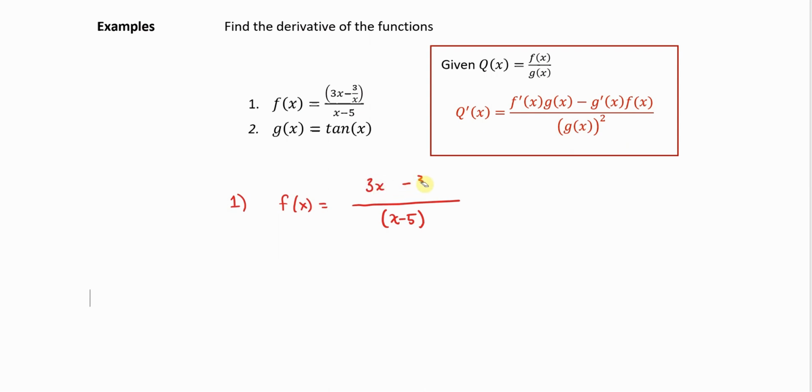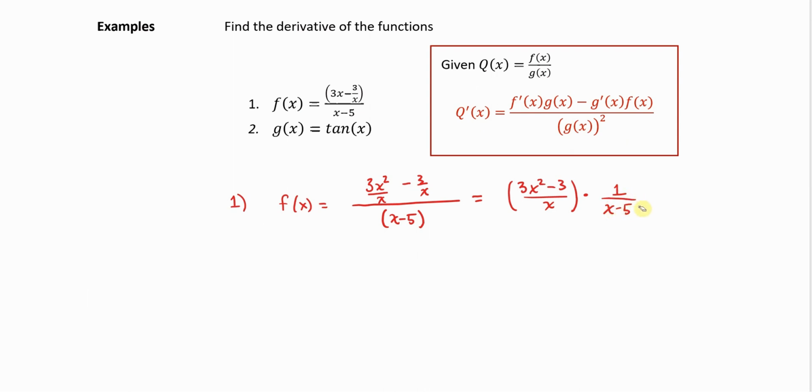And then minus 3 over x, so I have a fraction within a fraction, and that's undesirable. So I'm going to multiply this first term by x over x, giving me 3x squared over x, which allows me to combine these two fractions. That gives me 3x squared minus 3, all of this over x, and then all of that over x minus 5. But if you recall, dividing by something is the same thing as multiplying by its reciprocal.